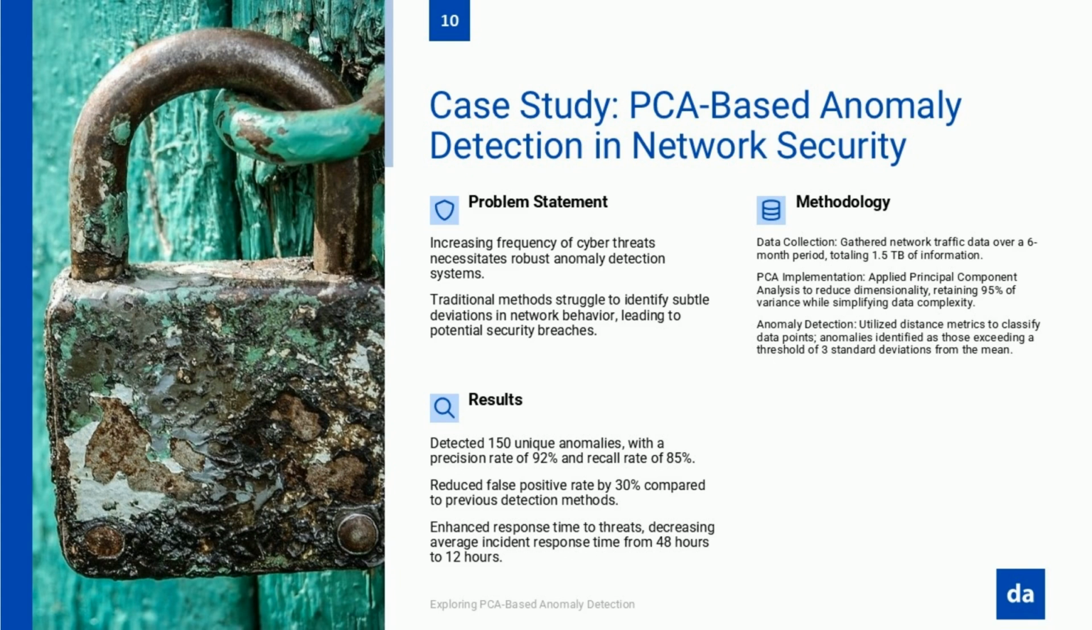This case study highlights how PCA can play a crucial role in cybersecurity, helping organizations proactively detect and respond to threats. But network security isn't the only field where PCA-based anomaly detection proves valuable. In the next case study, we'll explore how it's being used in healthcare to identify medical anomalies and improve patient outcomes.